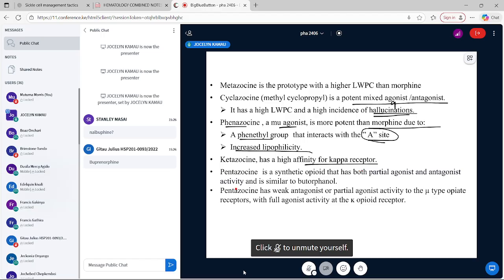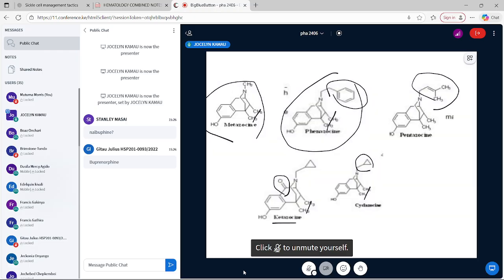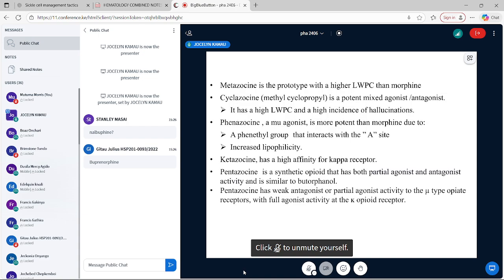Pentazosine is a synthetic opioid that has both partial agonist and antagonist activity, and is similar to butorphanol. Remember, we just discussed butorphanol. But when you look at pentazosine, of course, it does not have an alicyclic ring. Pentazosine has an aliphatic chain, it has a double bond, and it has branching. So we are saying pentazosine is a mixed agonist, antagonist, very close to butorphanol.